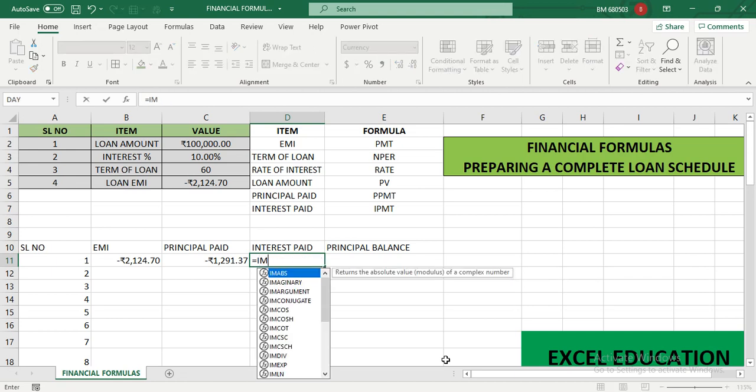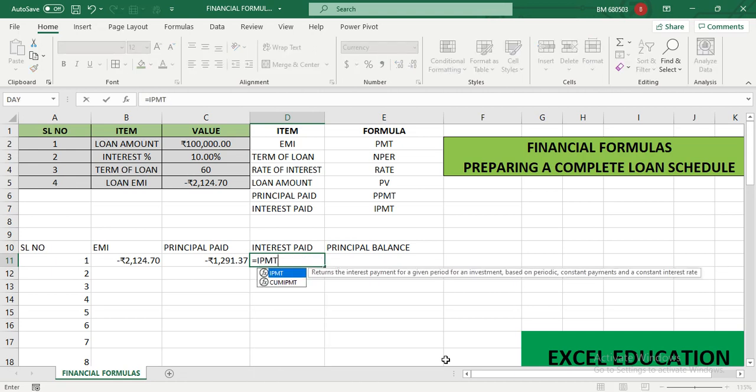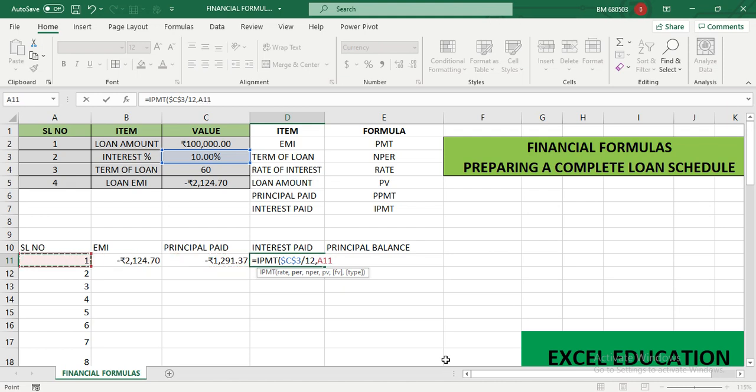So I type IPMT, open the bracket. Rate is what? Rate is this 10% divided by 12. Of course, I need to lock it as such. I type F4 divided by 12, and the number of period is 1. It is for the first period, and what I'm saying is that the period for which the interest paid is calculated is called PER, and NPER stands for the total number of periods.